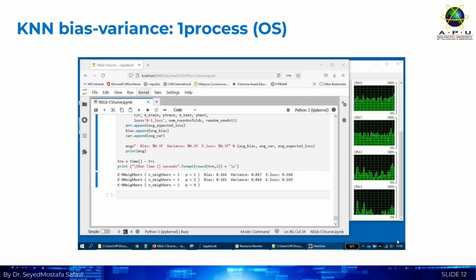This slide shows a scenario with a single OS process. The goal is always to find the perfect balance. A model that is complex enough to be accurate, low bias, but general enough not to overfit, low variance.